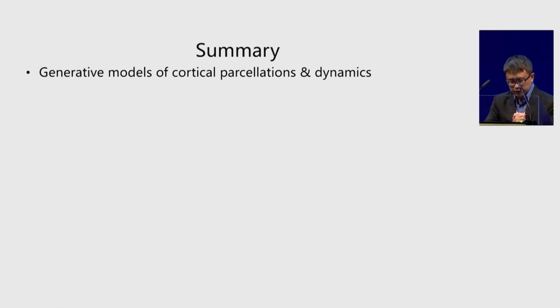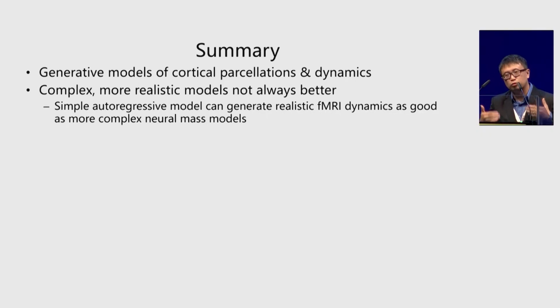So to summarize, I have shown you generative models of cortical parcellations and dynamics. In some sense, we can use generative models for analyzing data. We can also use generative models as models of the brain. An important lesson which I want to convey, and which I always forget myself as well, is that complex, more realistic models are not necessarily better. In fact, a simple autoregressive model can generate realistic fMRI dynamics as well as the more complex, more biologically realistic neural mass model. This is a lesson that I always try to remind myself.